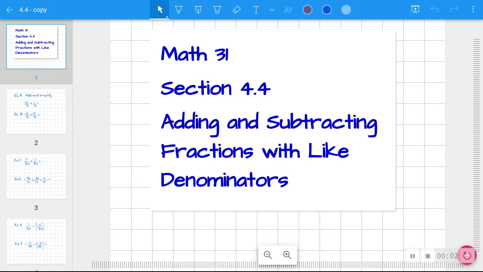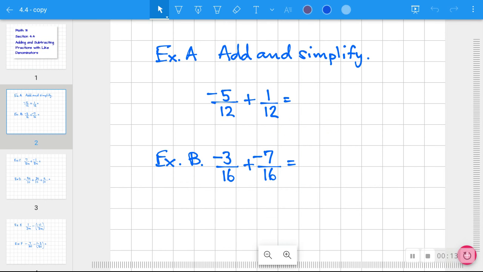Okay, we're going to be looking at section 4.4 in Math 31. In this section, we're going to learn how to add and subtract fractions that have like denominators. So the denominator here matches. A mathematician would say these are common denominators. They're shared denominators. So however many there are in both of these fractions, we're talking about the same size of fraction. They're twelfths in this first example.